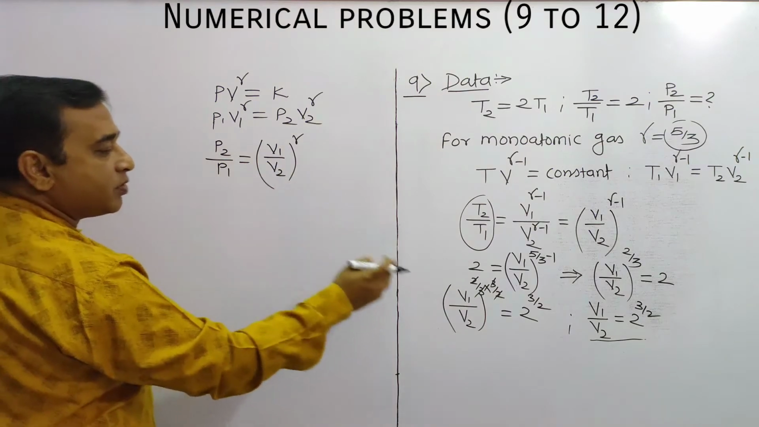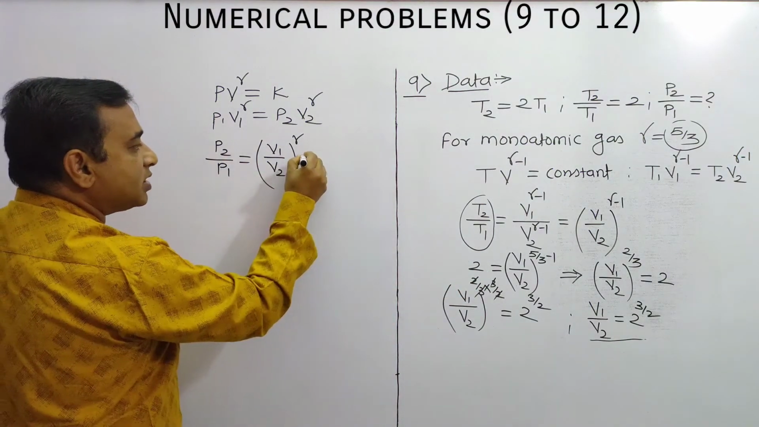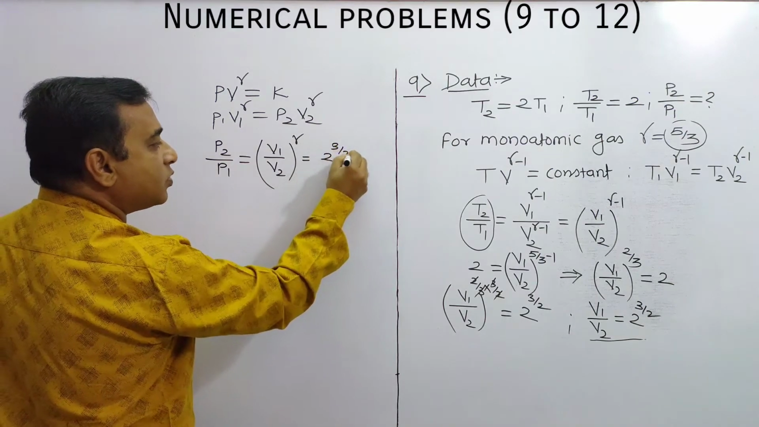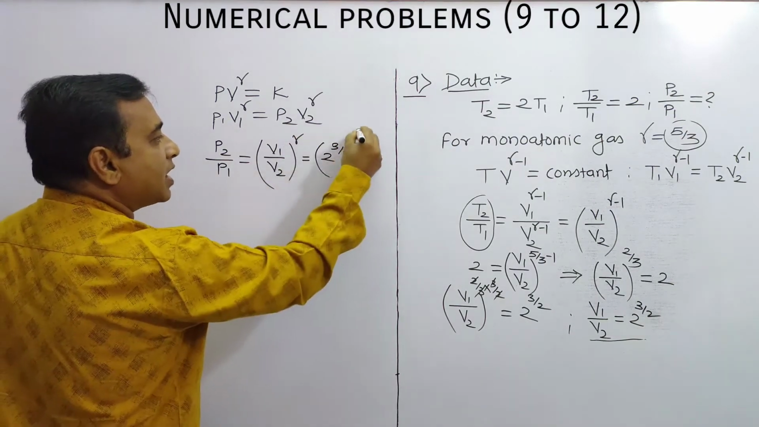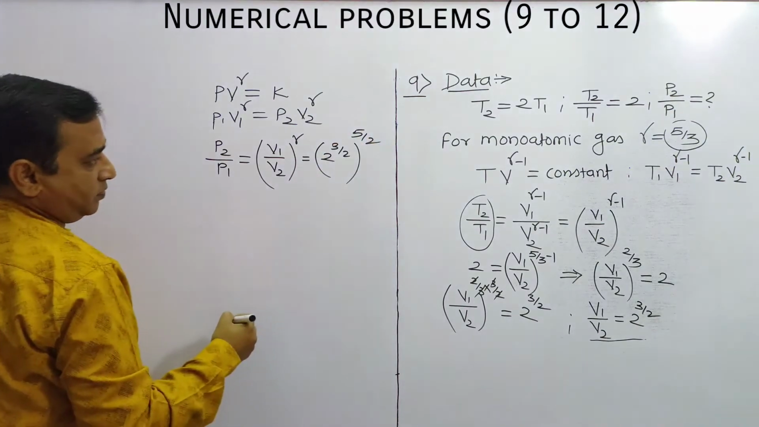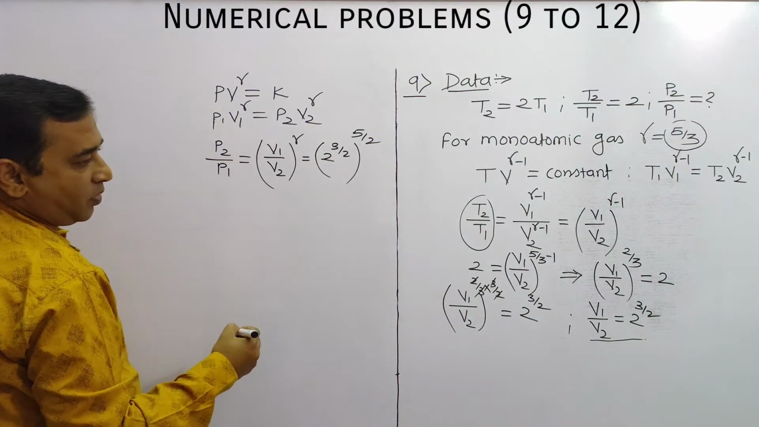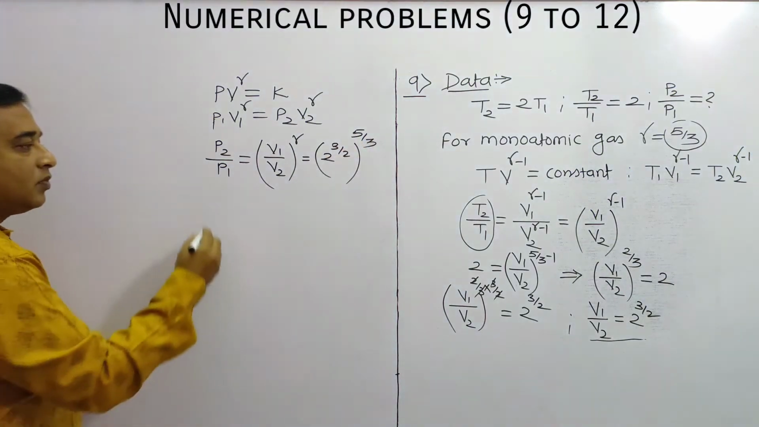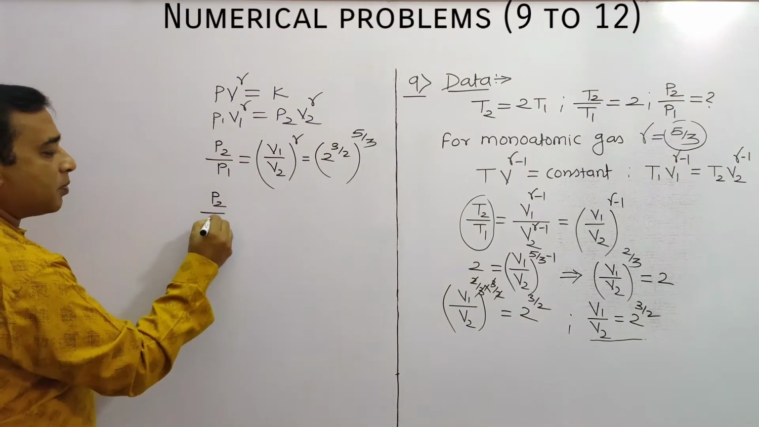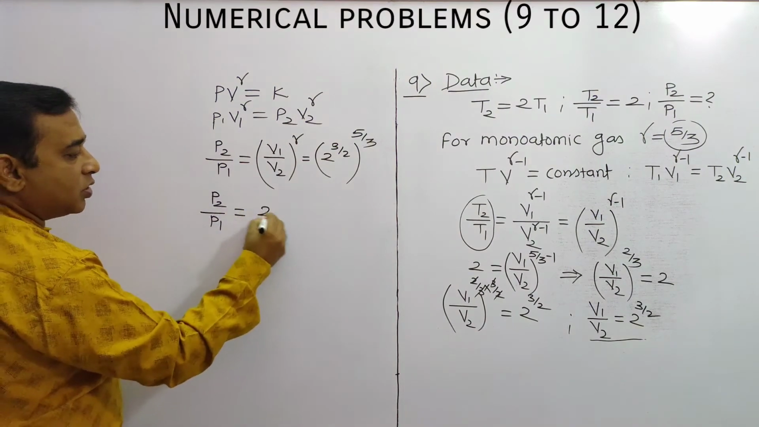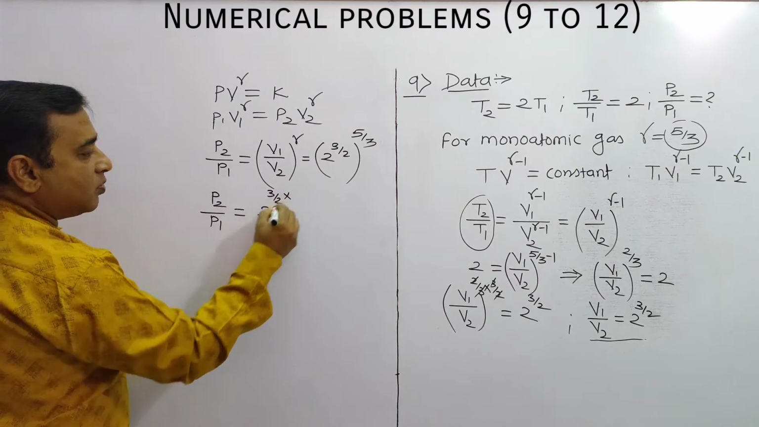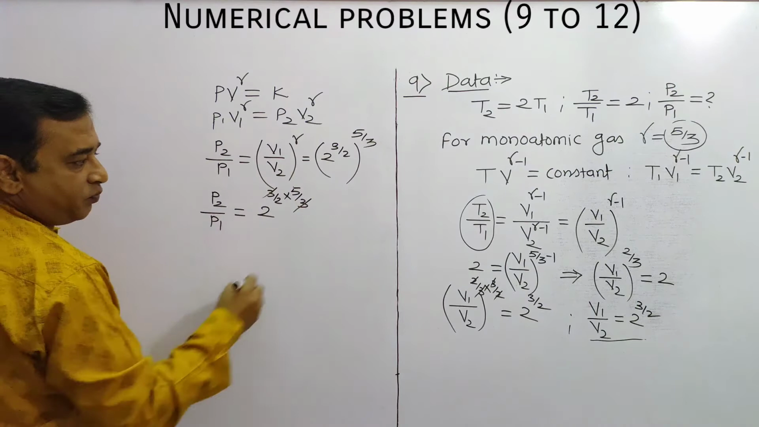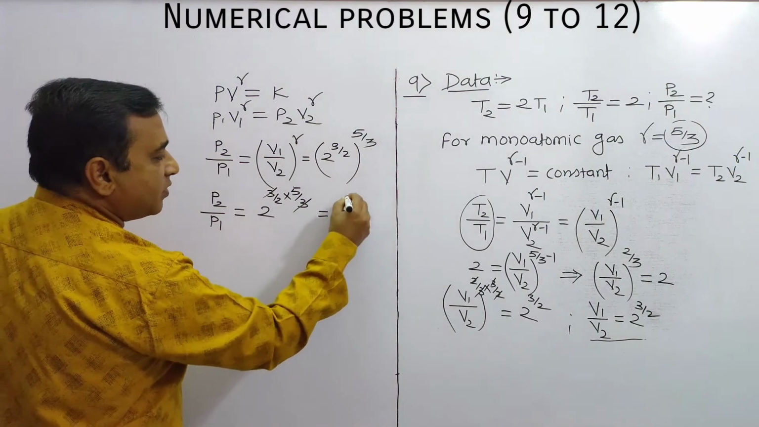But we know that V1 upon V2 we have already calculated. How much is it? Here it is 2 raised to power 3 by 2. But what about the gamma? Gamma is 5 by 3. So P2 upon P1 is equal to 2 raised to power 3 by 2 multiplied by 5 by 3. This 3 cancels with this 3. The only remaining factor for the 2 is 5 by 2.